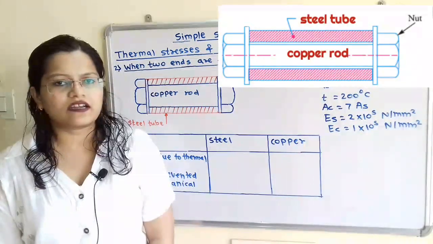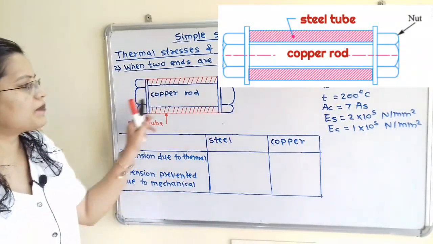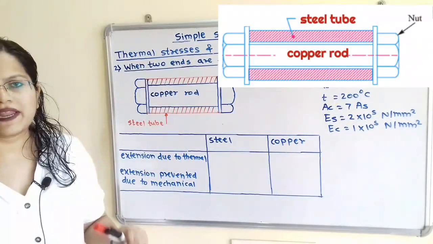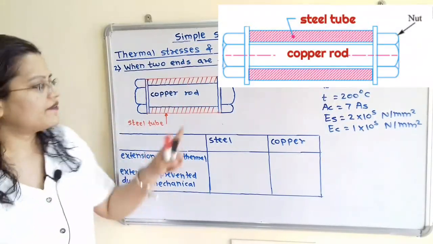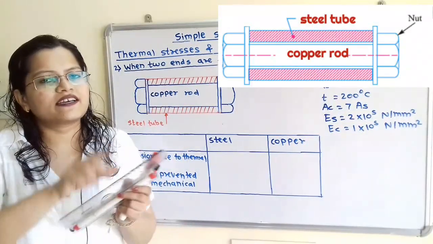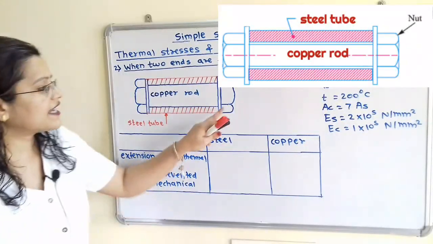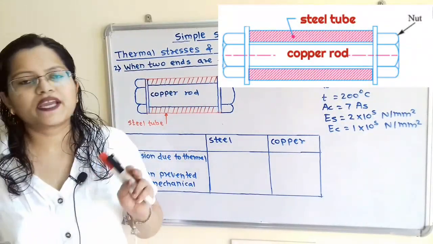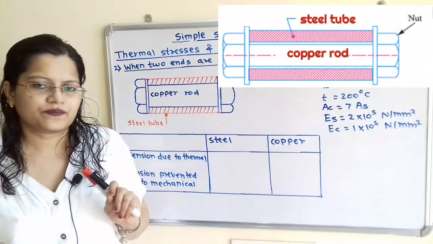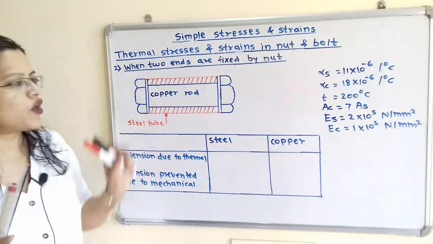We will move to the second case, when two ends of the copper rod and steel tube are fixed by the nut. When the increase in temperature takes place, there is free expansion in the copper rod and steel tube, and that's why there is an increase in length. But this increase in length is getting prevented by the nut because the nut is tightened at both the ends. So we will first show the increase in length in the copper rod and steel tube.